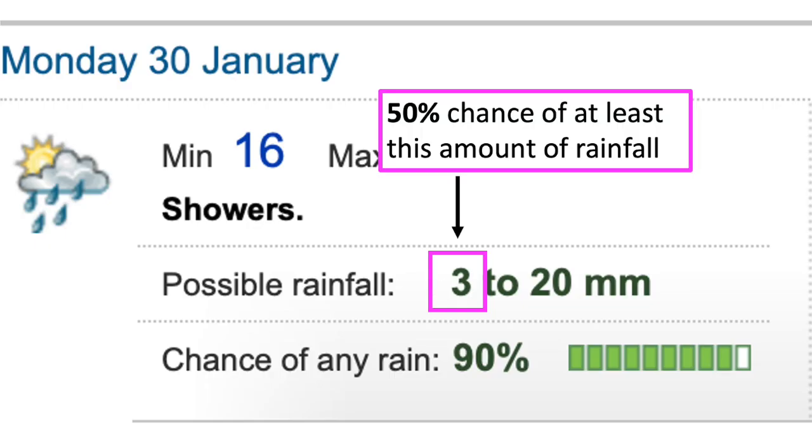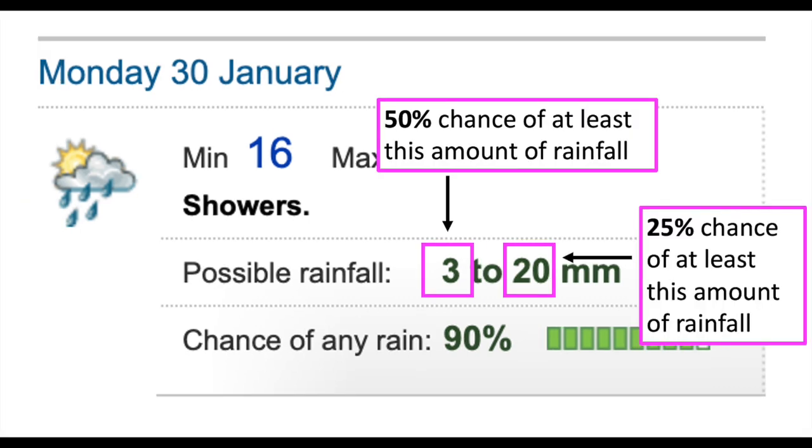The 90 models that say it's going to rain will probably give you different amounts of rain. One might say 0.5 mils, one might say 18 mils, and 10 of them might say 3 mils. With the numbers you see on a forecast, the first number means that there's a 50% chance you'll get at least that amount. And the second number means that there's a 25% chance you'll get at least that amount of rainfall. There's a 90% chance of there being any rainfall.